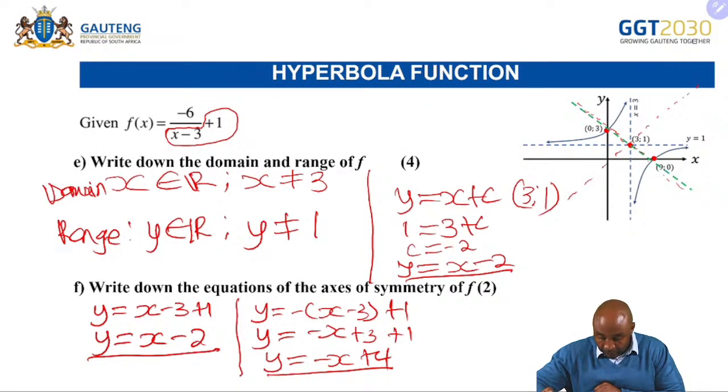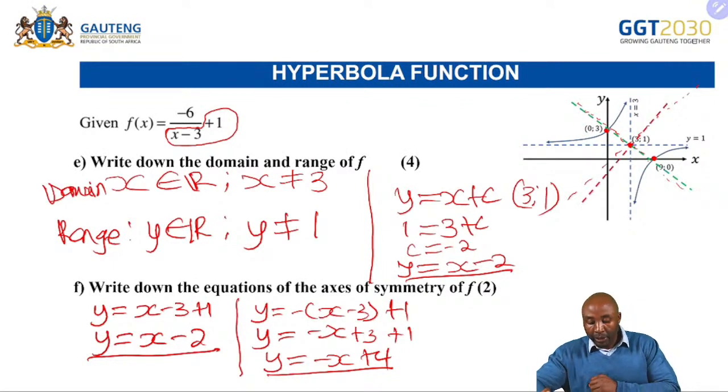So you are able to see the equations of the axis of symmetry. The one with a negative gradient is green, and the one with a positive gradient is red. I've given you the equations there.